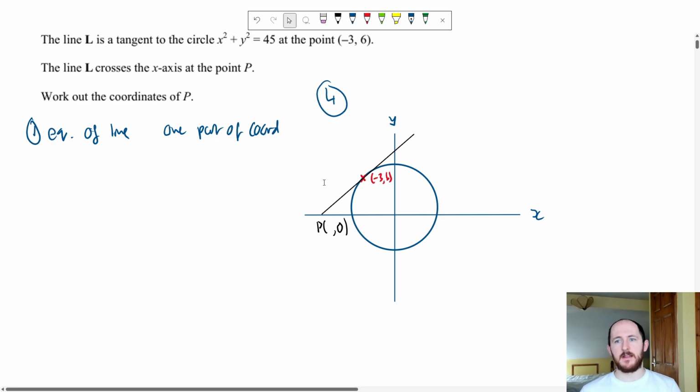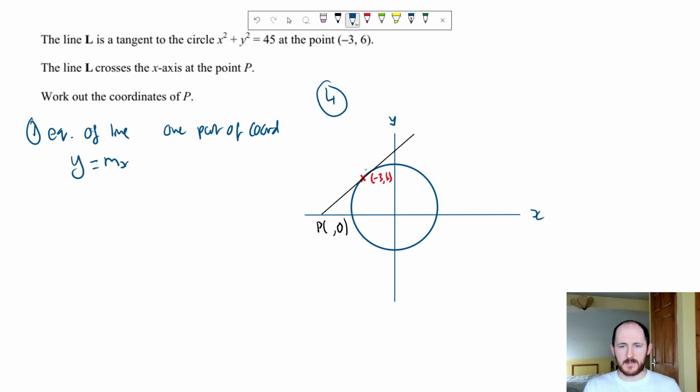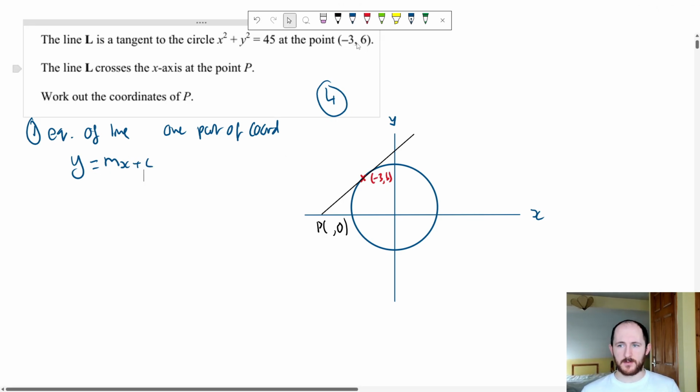From here, it really does depend on whether you know the topic or not. If you know the topic, you'll be fine. If you don't, it's going to be a little bit trickier, so I'm going to go through it. When you want to work out the equation of a line, you have y equals mx plus c, so you need a gradient and you need a coordinate. We have a coordinate, (-3, 6), although it doesn't really look like a 6, I'll be honest with you. So all we need to do is work out the gradient.